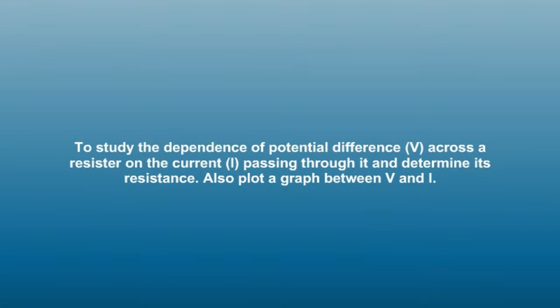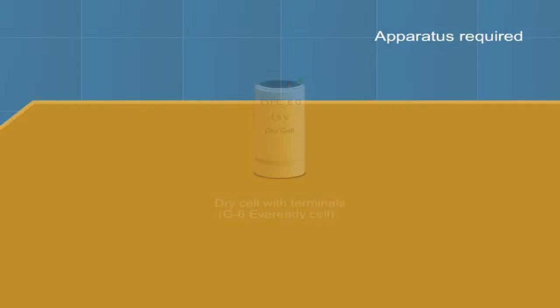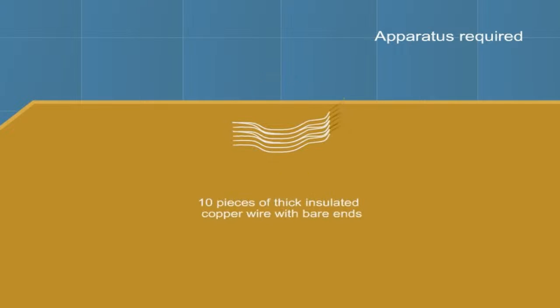To study the dependence of potential difference V across a resistor on the current I passing through it and determine its resistance. Also, plot a graph between V and I. Apparatus required. Dry cell with terminals, G6 ever ready cell. 10 pieces of thick insulated copper wire with bare ends.